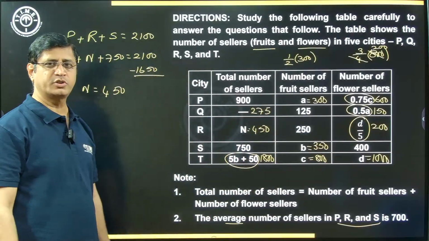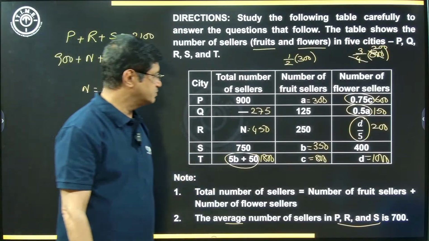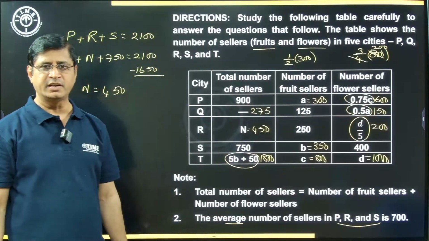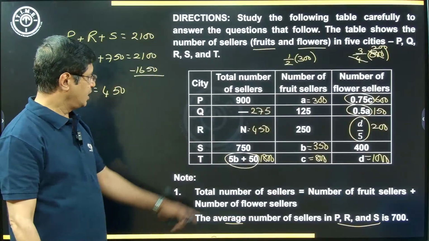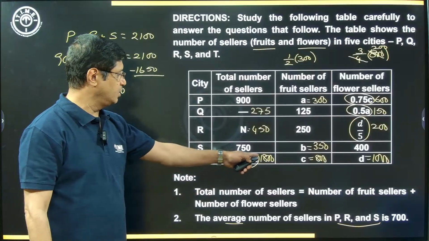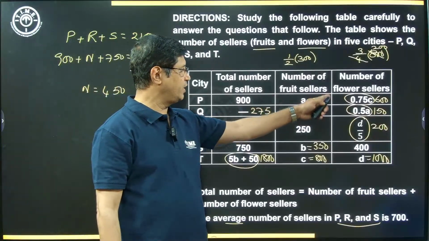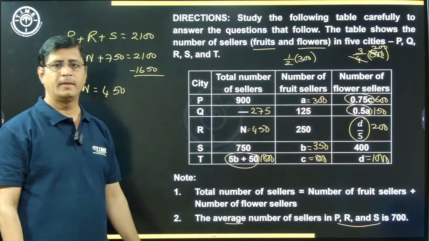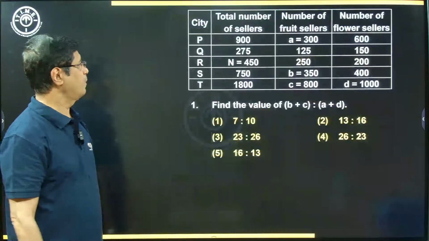Yes, my dear students, just look at the table here. Now we got all the values. A is equal to 300, B is equal to 350, C is equal to 800, D is equal to 1000, N is equal to 450. And what about 5B plus 50? 1800. Here, the missing value is 275. 0.5A, 0.75C, D by 5. All the values we have. Now, by using this information, we need to answer the questions that follow.